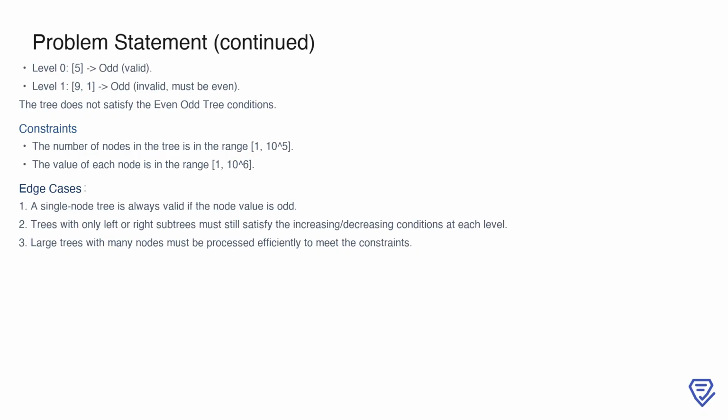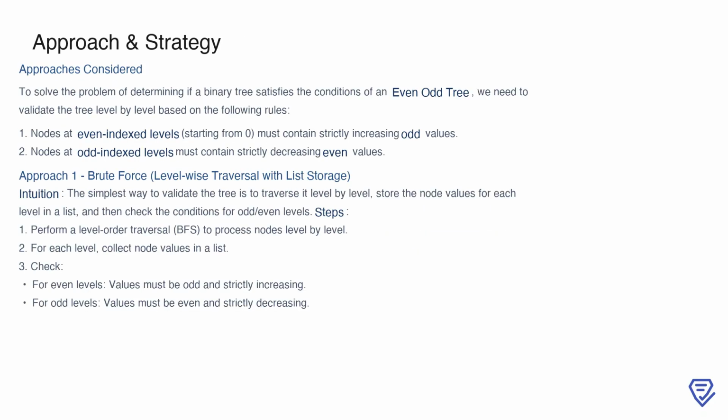The constraints of the problem also specify that the tree can have up to 100,000 nodes, and values can be as large as 1 million, so the solution must be efficient. Additionally, edge cases like a single-node tree or trees with only left or right subtrees must be carefully handled to ensure correctness. To determine if a binary tree satisfies the conditions of an even-odd tree, we need to evaluate the tree level by level based on two key rules.